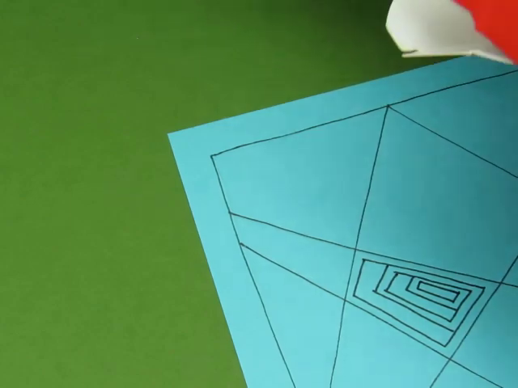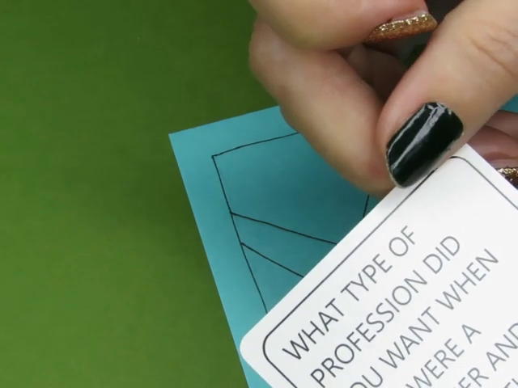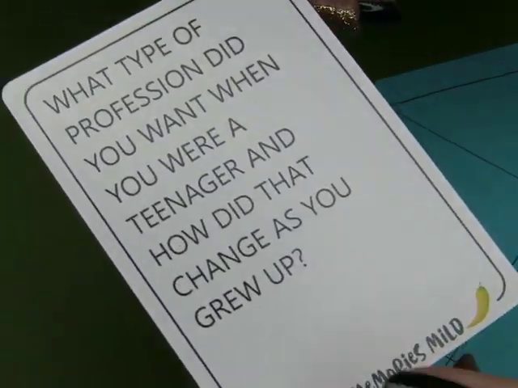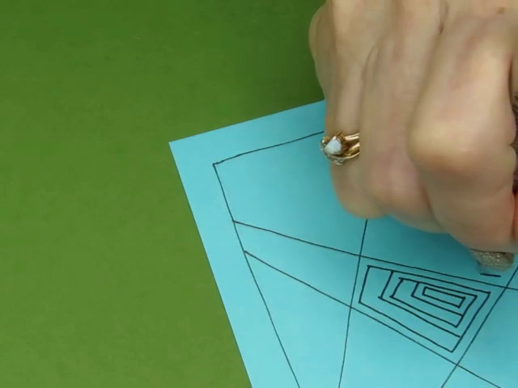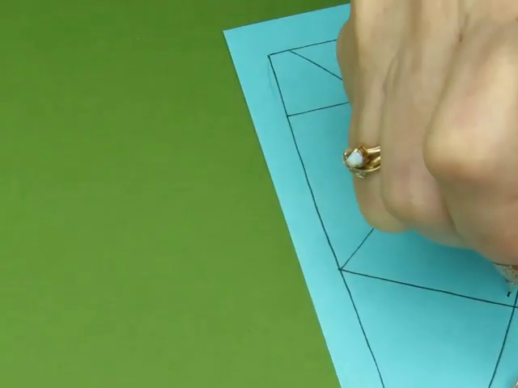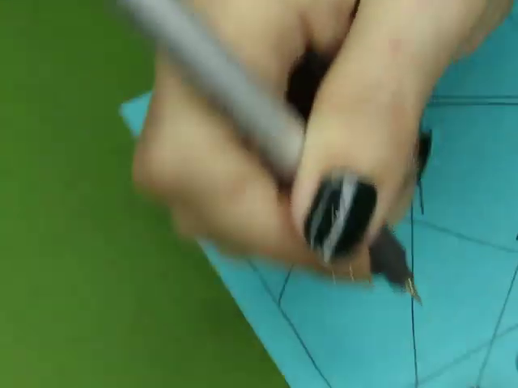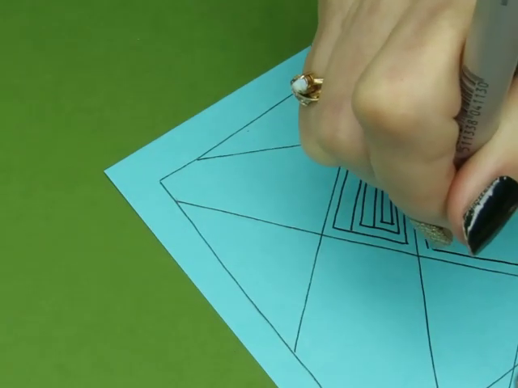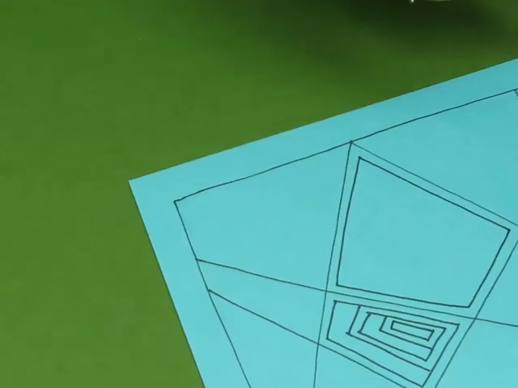Let's do a talking point here. Let's do a memories today. What type of profession did you want when you were a teenager, and how did that change as you grew up? Wanted to be a teacher. I went to school to be a teacher. I guess that's what I'm sort of doing now on this channel, more or less, kind of, sort of, right?